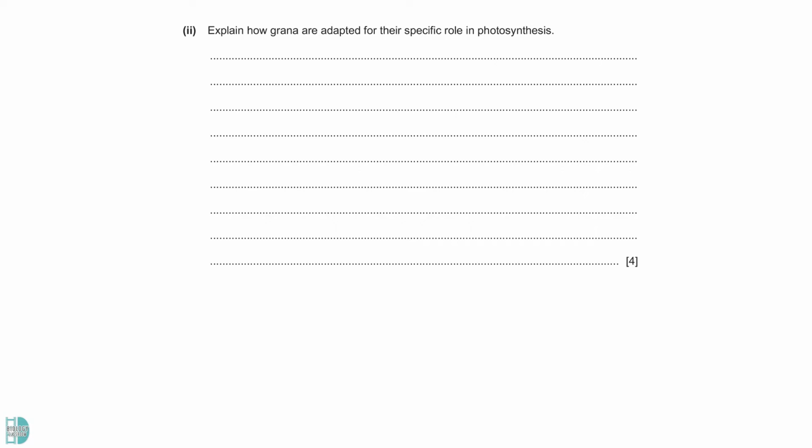2. Explain how grana are adapted for their specific role in photosynthesis. The command word explain means you can't just state the feature. Each of your points must consist of a feature and an explanation of how this feature helps in photosynthesis. Number 1. There are many thylakoids. This is to increase the surface area.